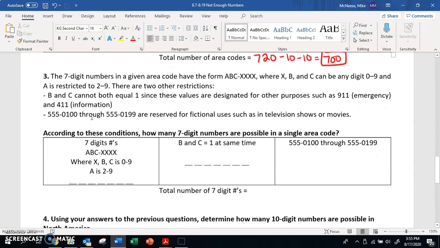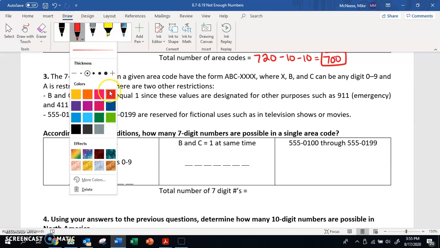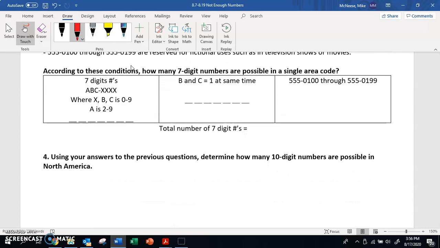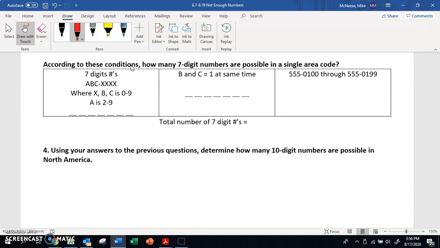Now, part 3, it says the 7-digit numbers. The 7-digit numbers in a given area code have the form ABC XXXX, where X, B, and C can be any digit from 0 to 9, and A is restricted to 2 through 9. There are two other restrictions. B and C cannot be equal to 1, since these values are designated for other purposes, such as 911 and 411. And 555-0100 through 555-0199 are reserved for fictional uses, such as television shows or movies. So it says, according to these conditions, how many 7-digit numbers are possible in a single area code?